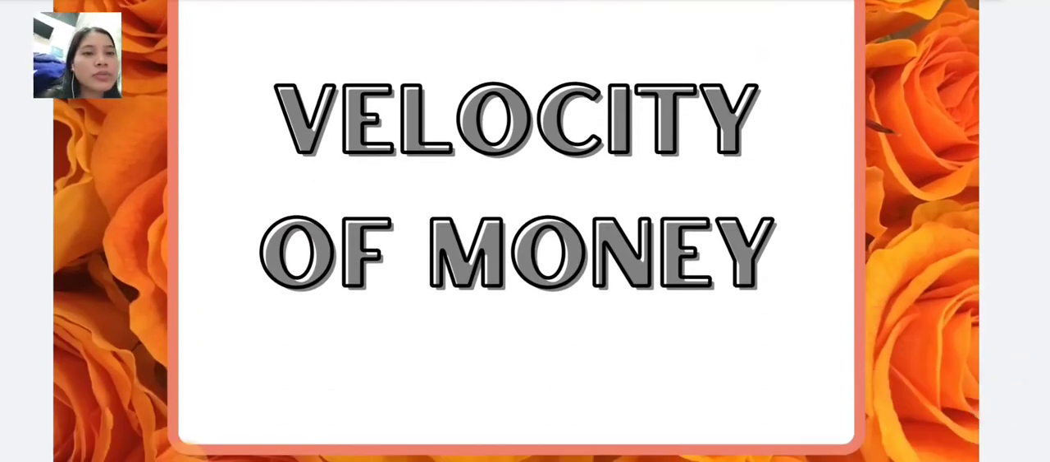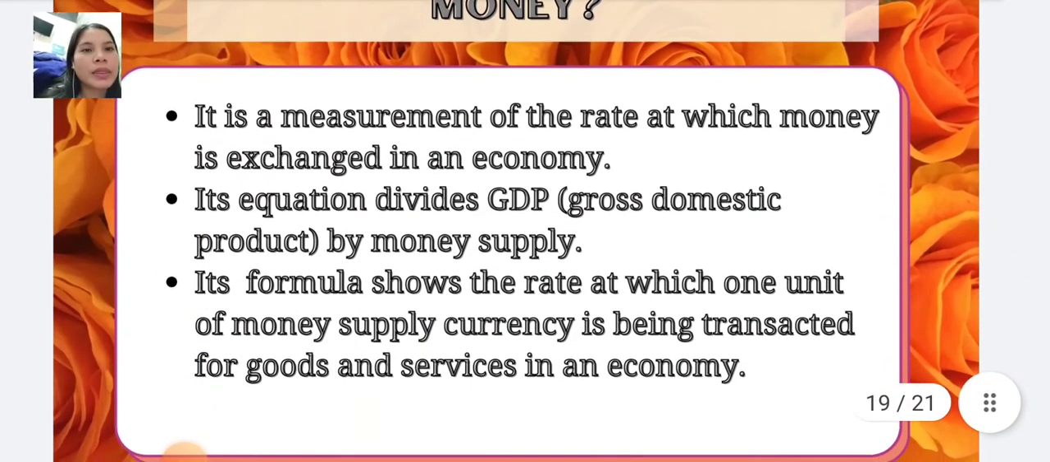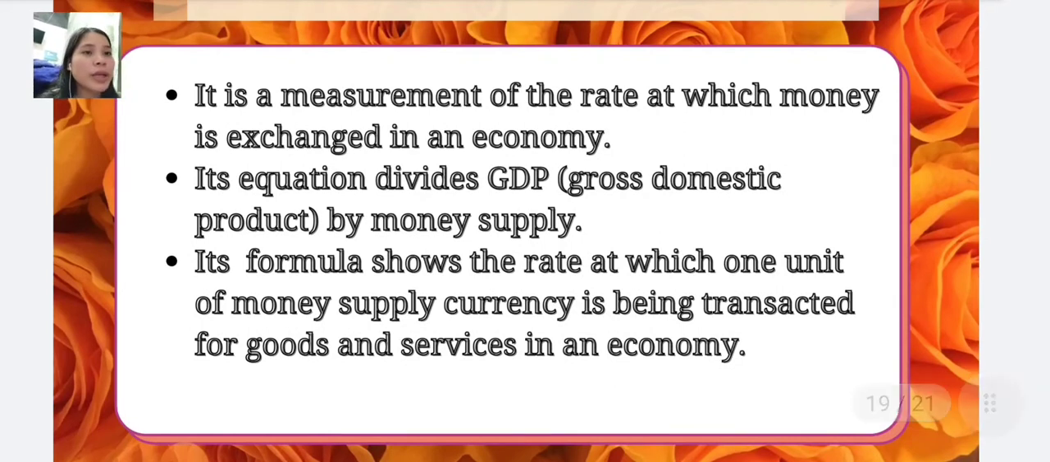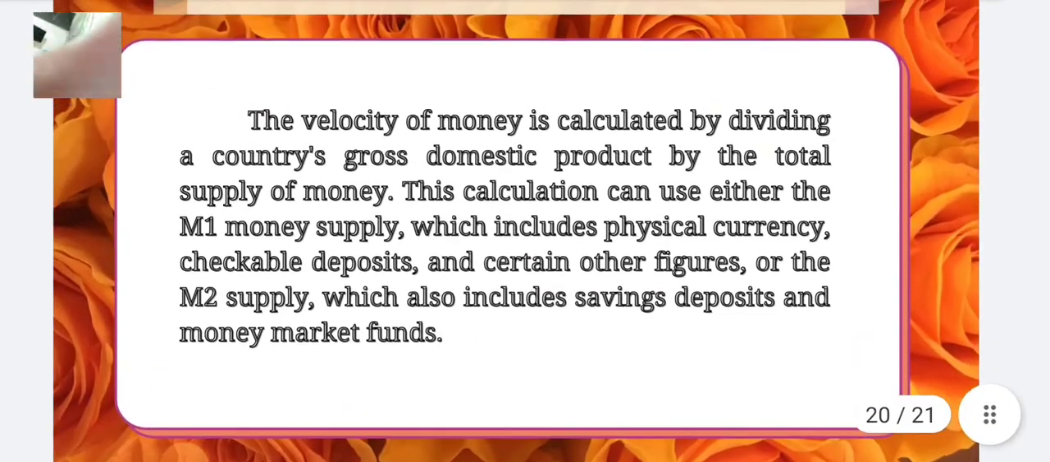So, what is velocity of money? It is a measurement of the rate at which money is exchanged in an economy. Its equation divides GDP, or gross domestic product, by money supply. Also, it is a formula that shows the rate at which one unit of money supply, or currency, is being transacted for goods and services in an economy.